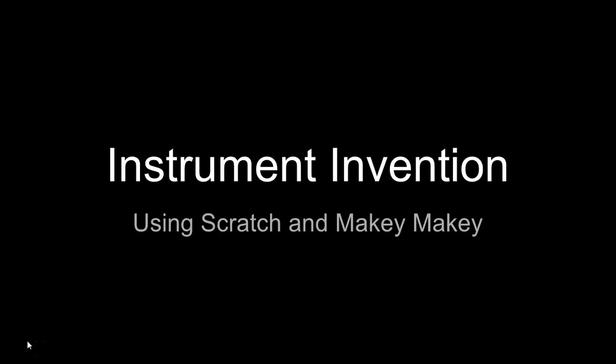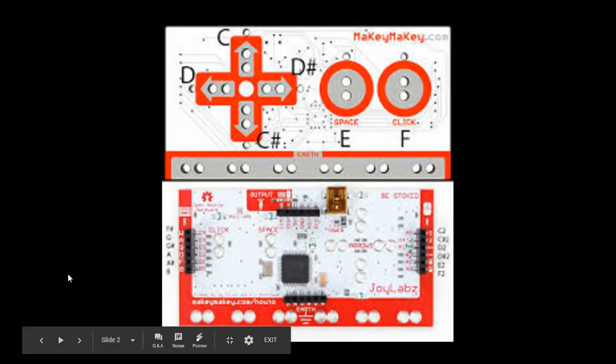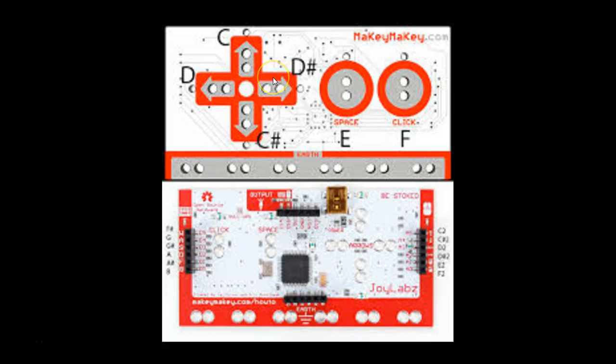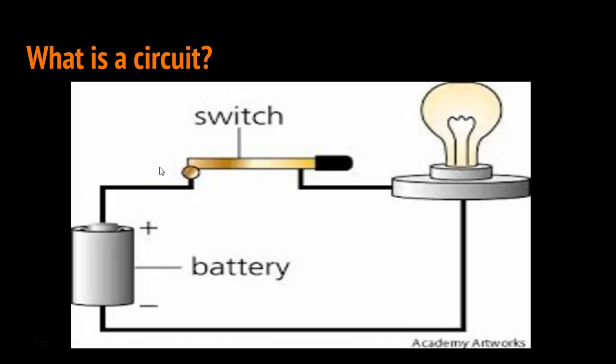Hello, today's lesson is Instrument Invention using Scratch and Makey. So a Makey looks like this, and it was developed for a basic side and a more complex side, and today we're going to be using the basic side. With this, it tricks the computer into thinking that up, down, left, right, space, and click is being used on the computer. We're also going to be using a development called Scratch to do our block-based computer programming.